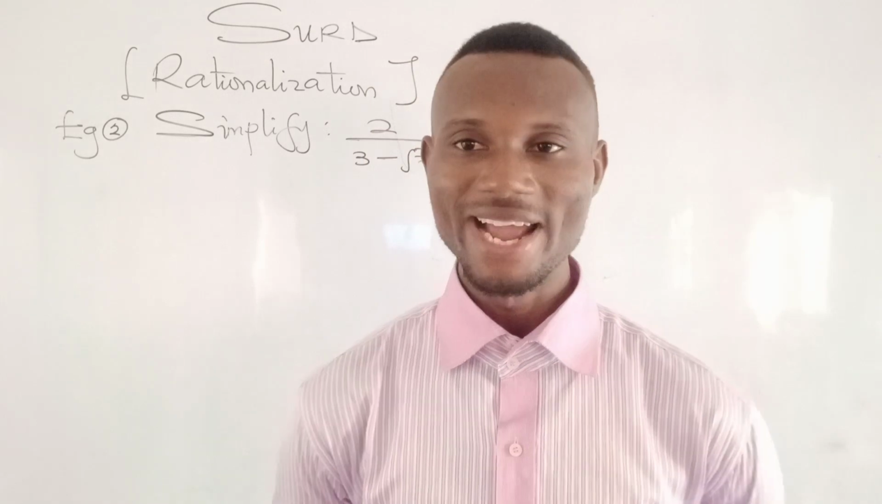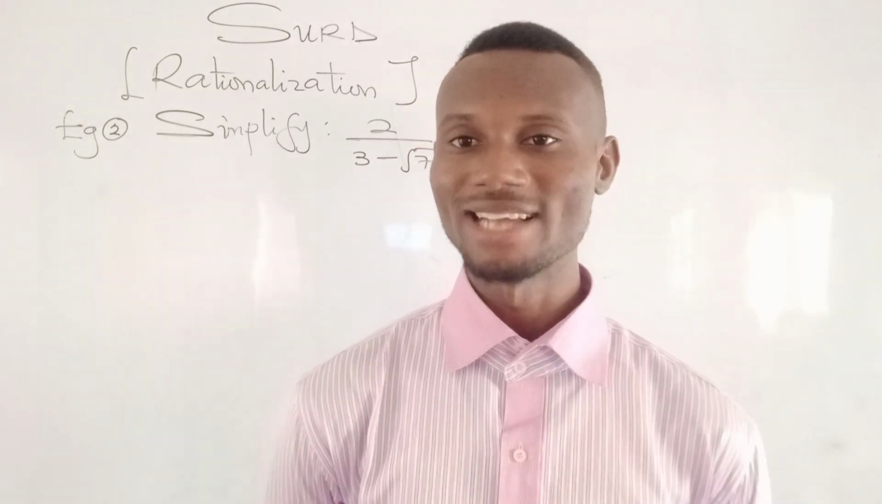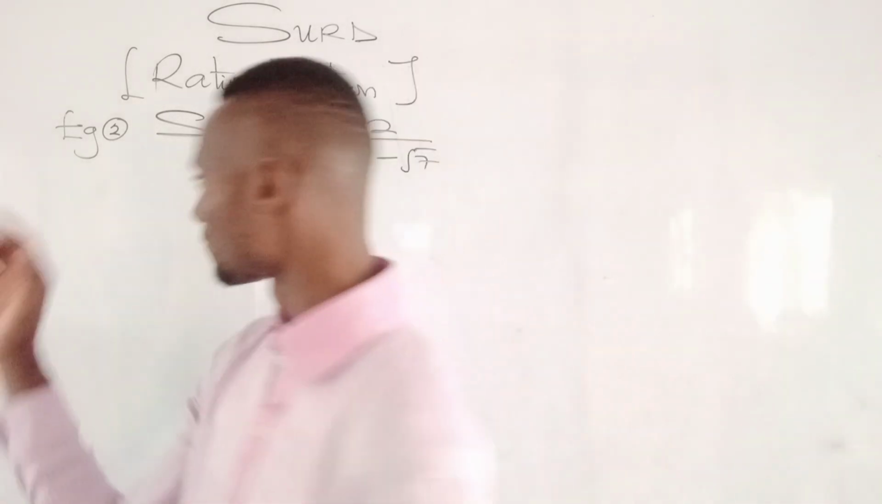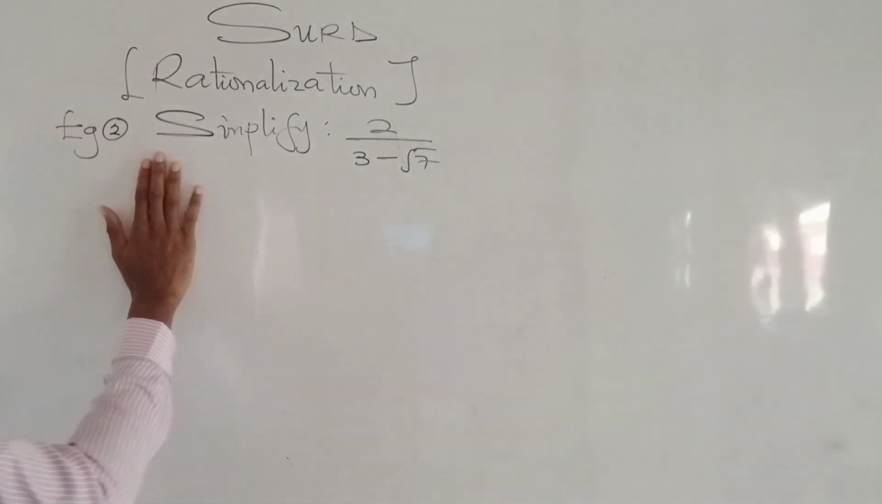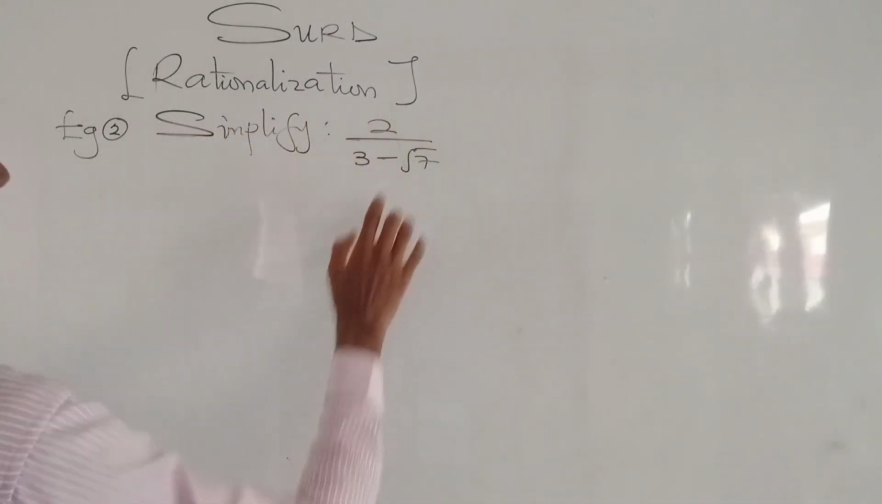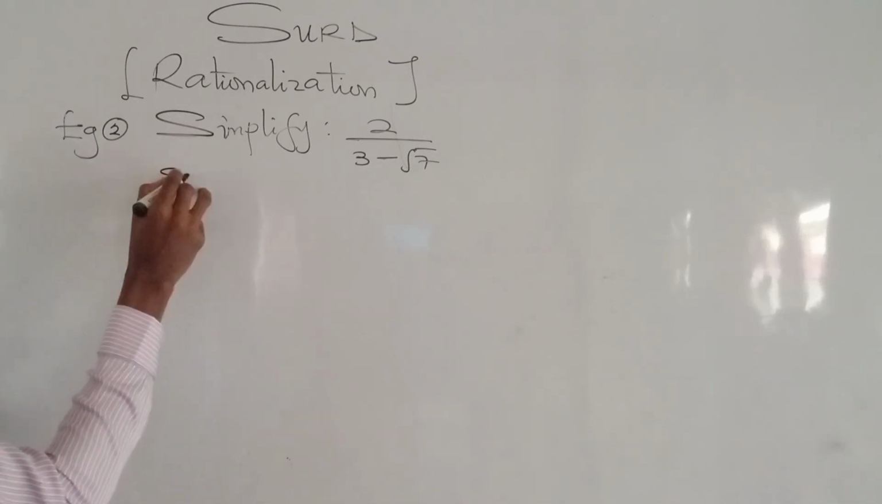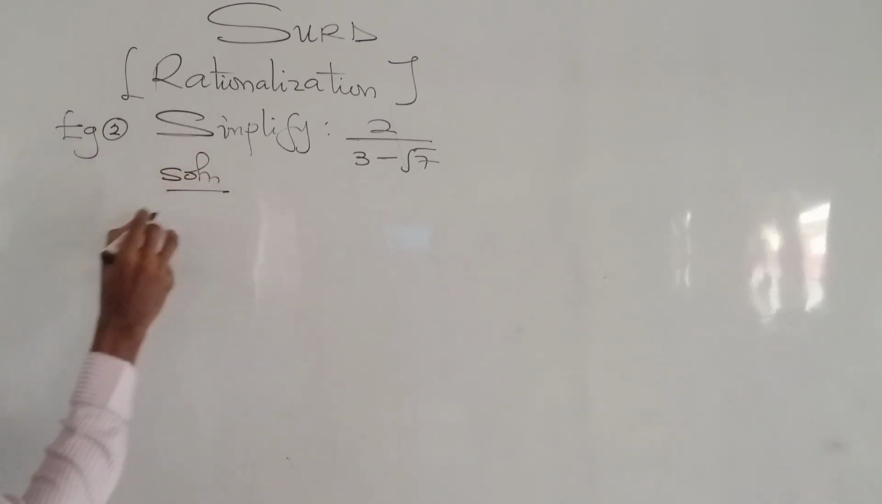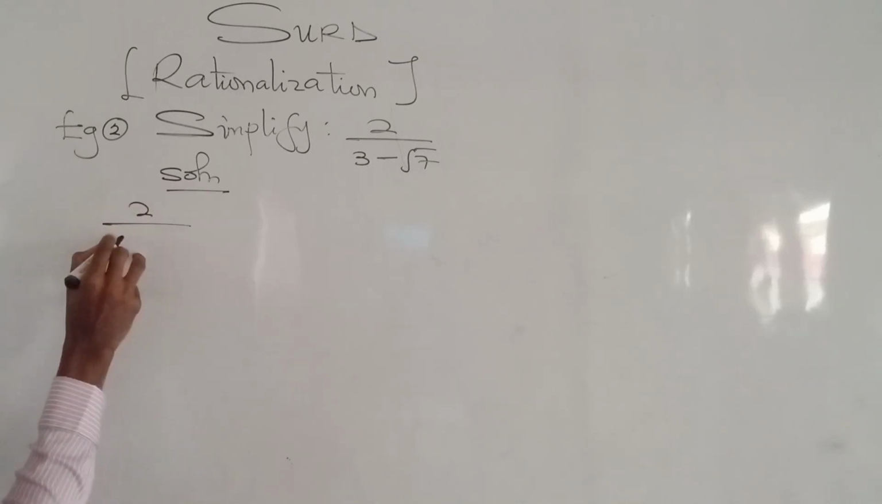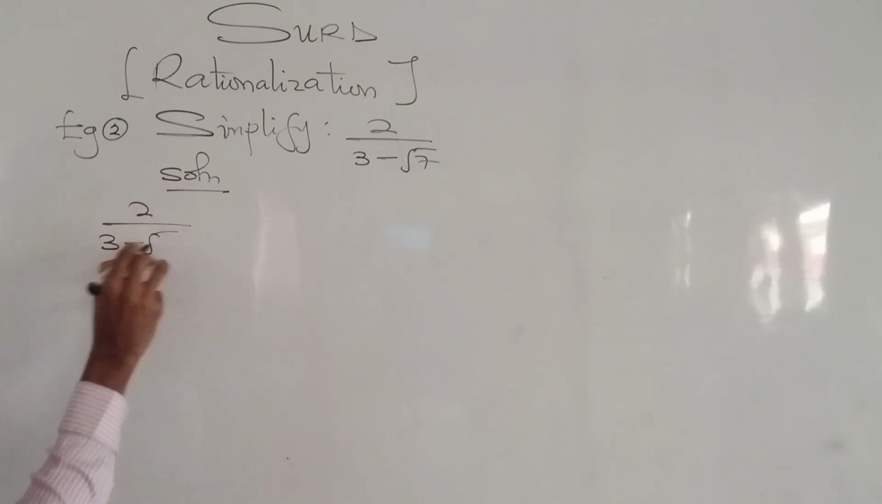So let's go ahead and handle the example 2 that I have on the board. Example 2 is that we should simplify 2 over 3 minus root 7. I'm going to write down my solution and we are going to do it together. So I have 2 over 3 minus root 7.